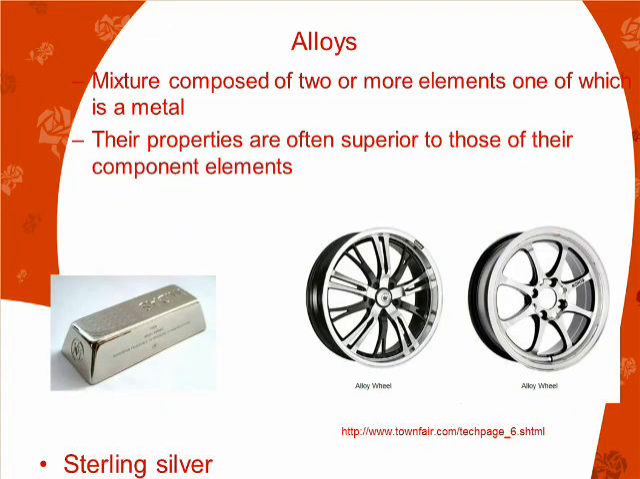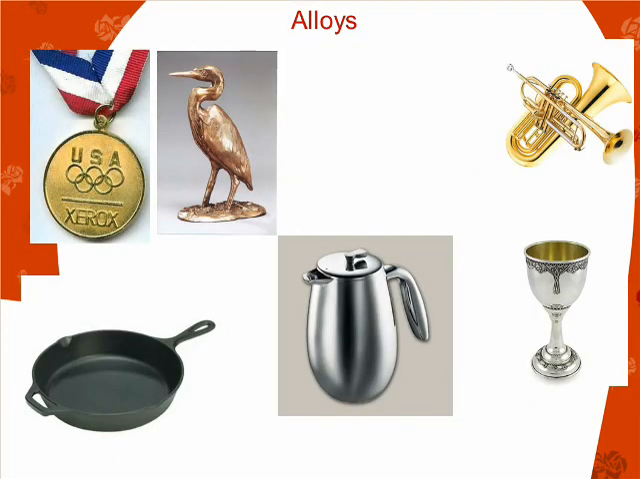Alloys are a mixture of two or more elements, one of which is a metal. These are just homogeneous mixtures. Now the reason we have alloys is their properties together as a mixture are often superior to those of the component elements. So for example, an alloy of steel, which is iron and carbon, is much superior to just iron alone. So here we have some alloys, homogeneous mixtures.